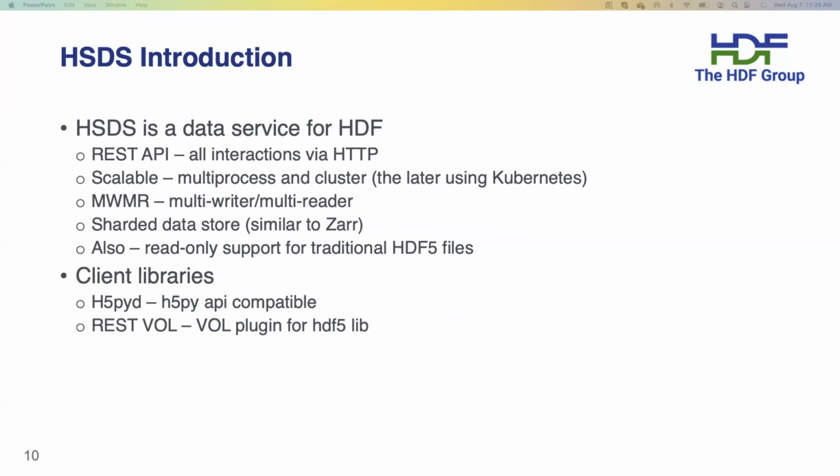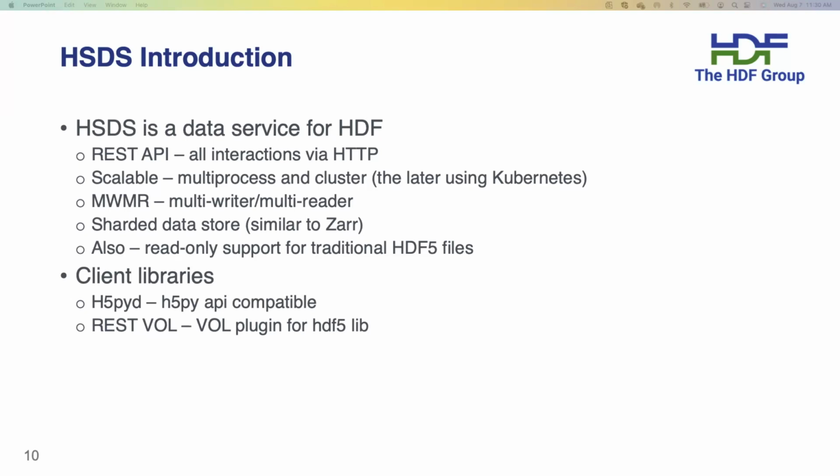All right. So next, HSDS. Let me talk a bit about HSDS for people who are not familiar with it. HSDS is a data service for HDF. It's based on a REST API. So all interactions with HSDS are through HTTP requests. This is a very popular concept in the cloud where the services that the cloud vendor supports are not typically libraries, they're services that you interface with through an endpoint and a REST API.